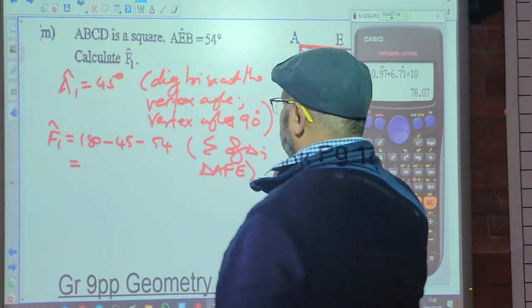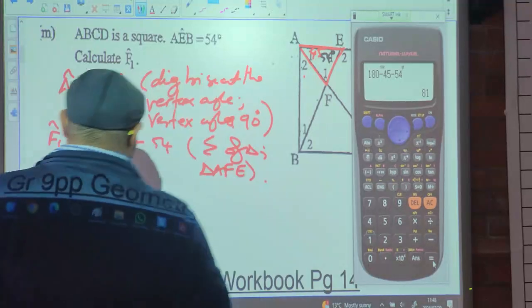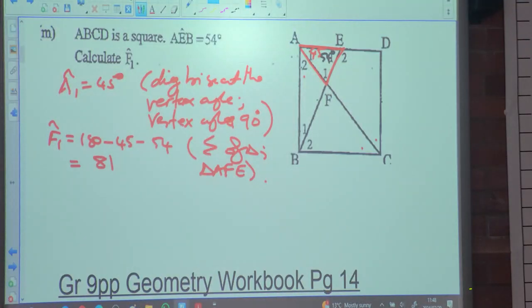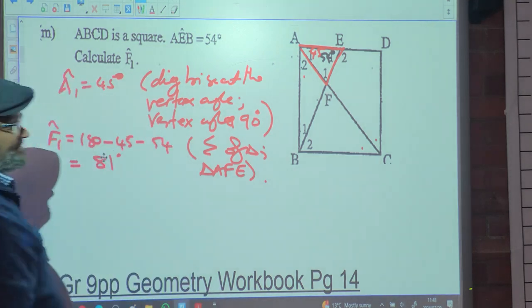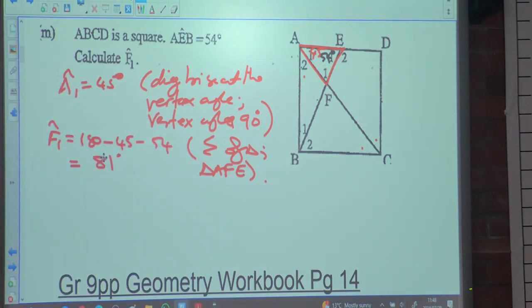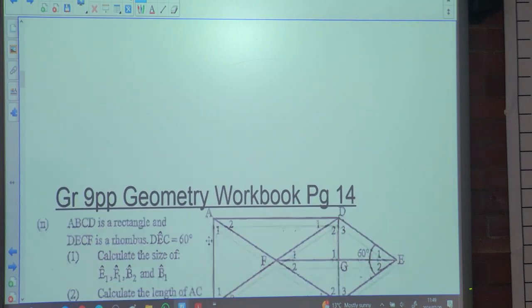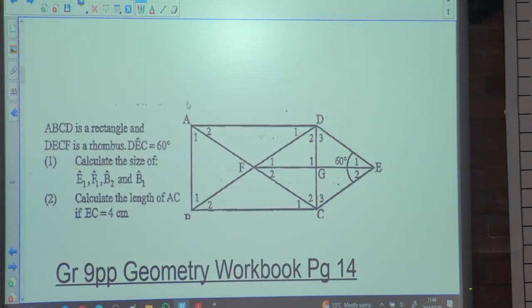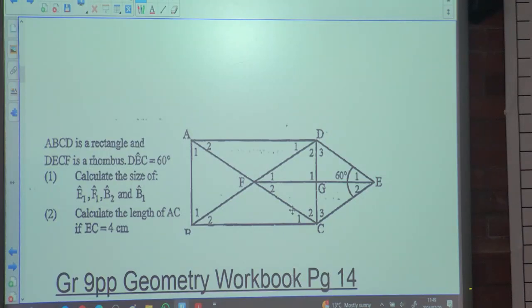Go to the calculator. First time you see the black one? Black is beautiful. 81. Right, you guys got it? Don't lose it. Alright, any issues there? Carry on with our lives.